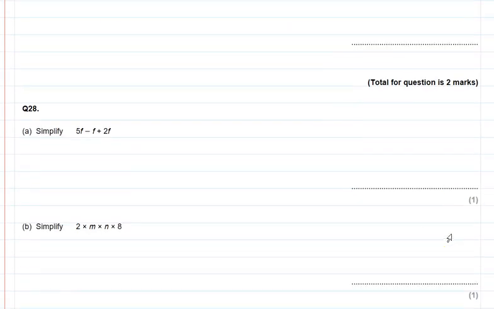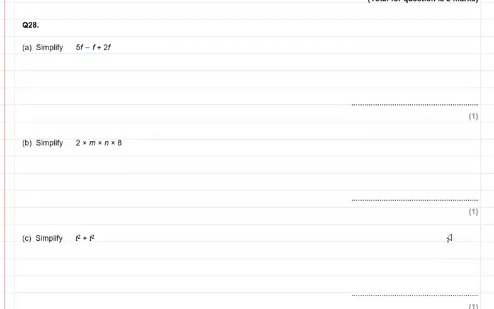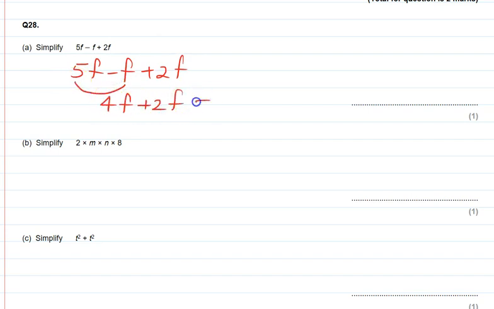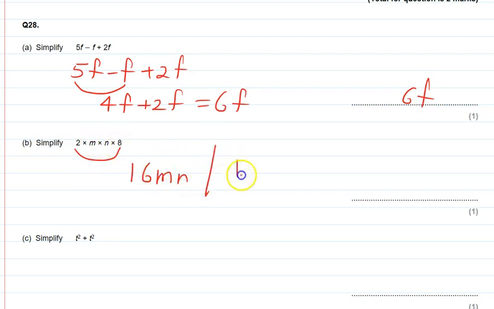Now next question. Here it is given 5f minus f plus 2f. 5f minus f, that is 4f. 4f plus 2f, that is 6f. Yeah. Now here multiply number into number. 2 times 8 is 16. m times n is mn. Either you write this or you write this, both are the same. 16mn or 16nm.